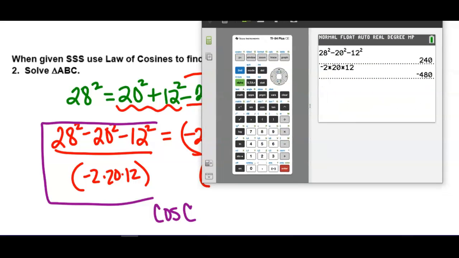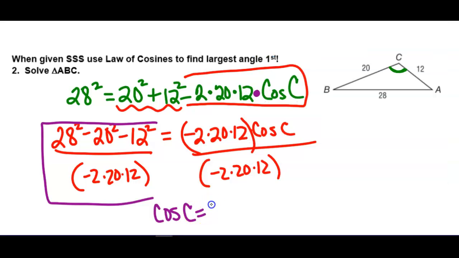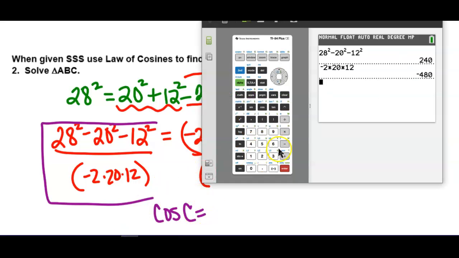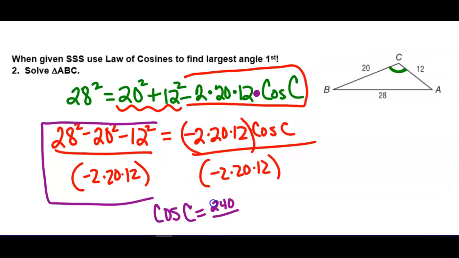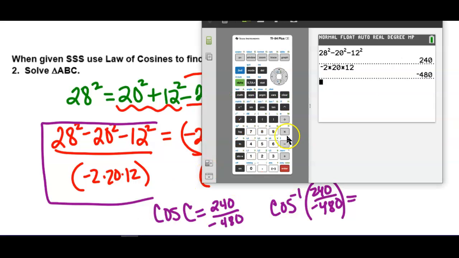I think I know what this is going to turn out to be. So the cosine is 240 over negative 480. So we're going to do inverse cosine of 240 over negative 480. Well, that's a half, guys. Do you remember where the cosine is negative 1/2 on your unit circle? It's in quadrant 2.